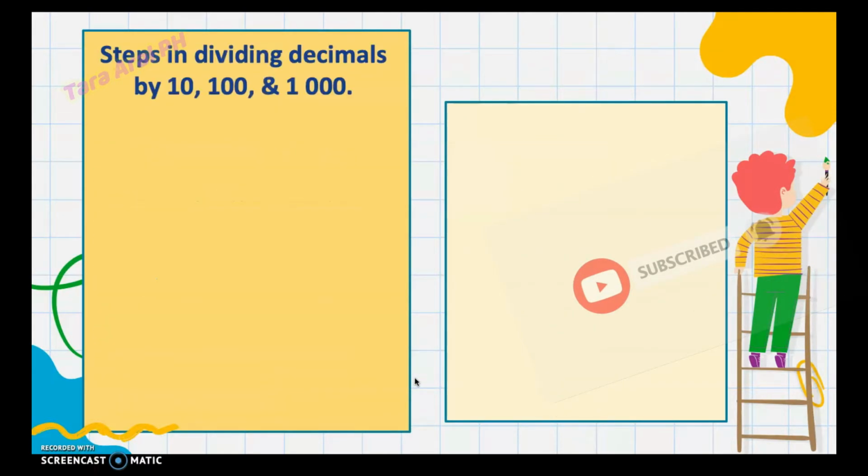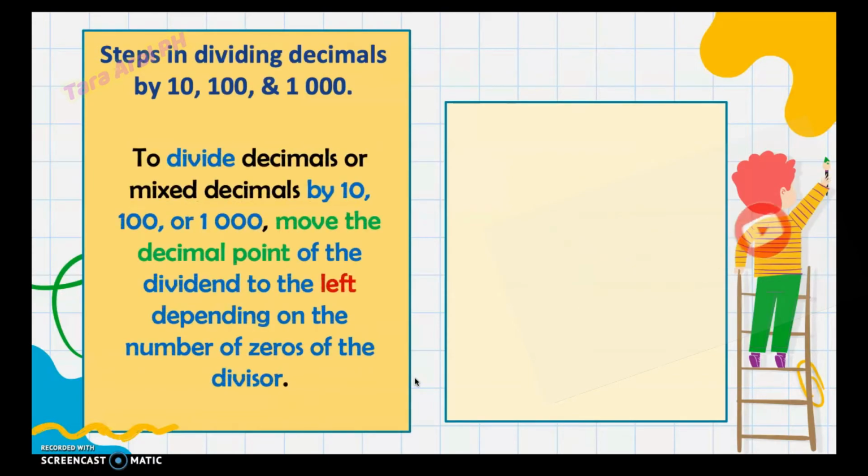Next would be dividing decimals by 10, 100, and 1000, and so on. So to divide decimals or mixed decimals by these numbers, 10, 100, 1000, 10,000, and so on, just move the decimal point of the dividend to the left depending on the number of zeros of the divisor.